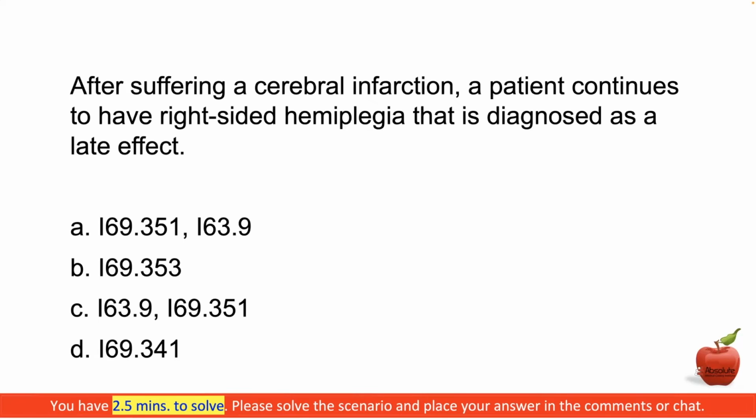After suffering a cerebral infarction, a patient continues to have right-sided hemiplegia that is diagnosed as a late effect. All right, your time. Let me read your answers. A, I69.351, I63.9. B, I69.353. C, I63.9, I69.351. And D, I69.34. Remember, choose the best code, best answer that describes the scenario. Your time begins now.